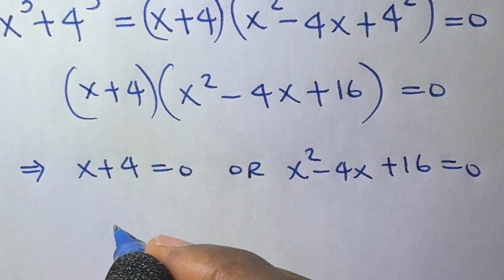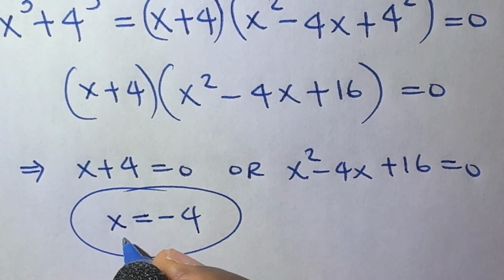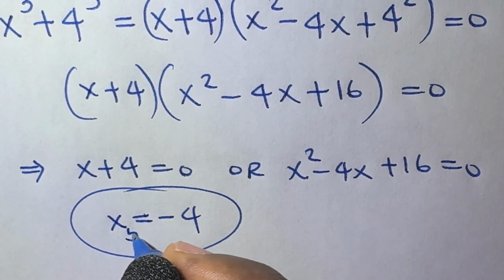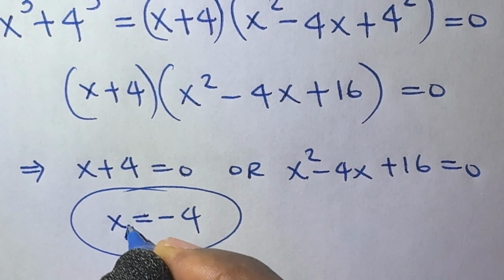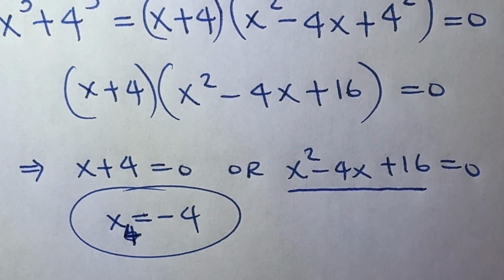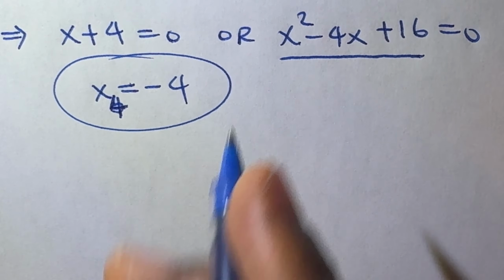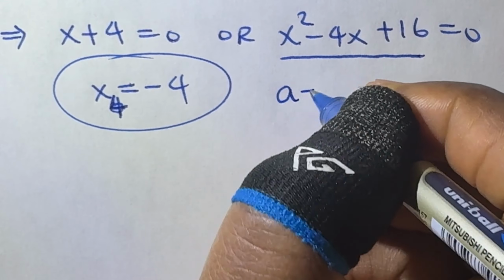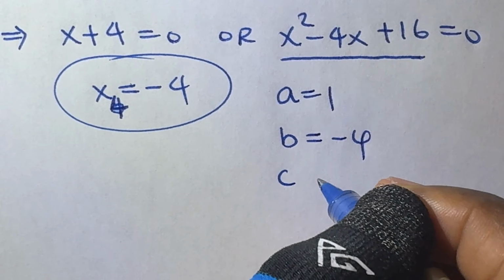We can solve for x here. This will give us x is equal to -4. This will be our x5 or x4 because we've gotten 3 solutions earlier. So this is x4. Now we solve this quadratic equation to get the last 2 values of the 6 values we are expected to get. From here, a is 1, b is -4, and c is 16.